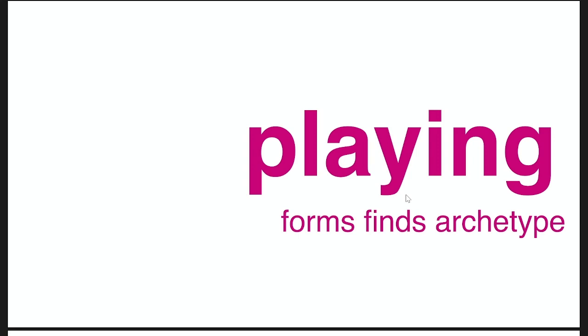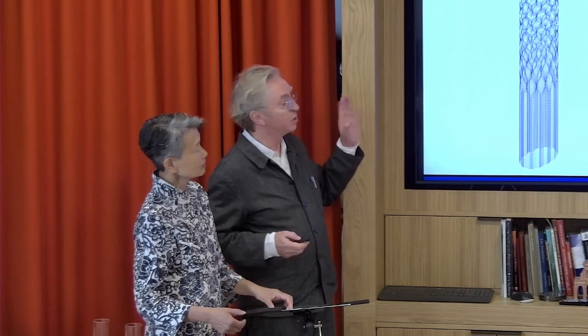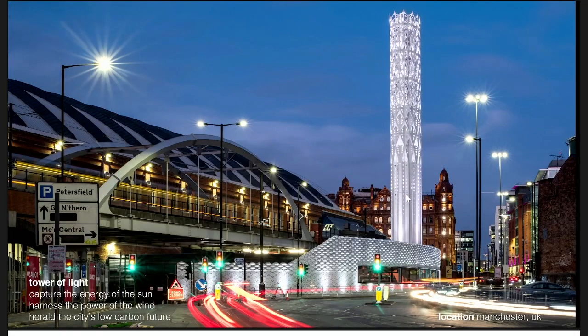So when the architect begins, I'm going to show you the Tower of Light, and I'm showing you David Walensky's photographs. David's just joined us, and he sent me some photographs hot off the press today. I'm going to show you in a minute.